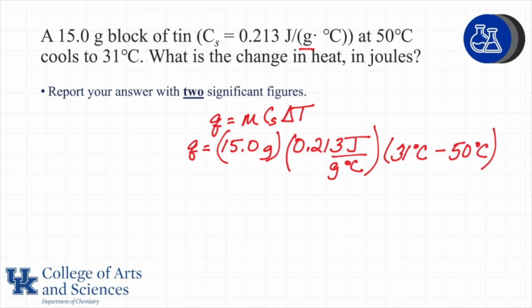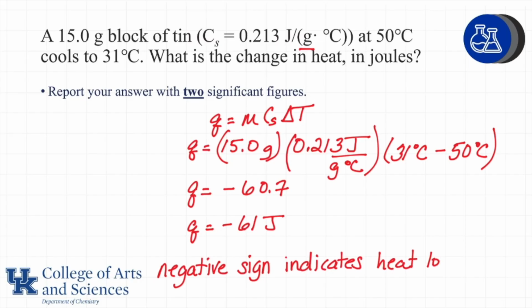TF is 31 degrees Celsius minus TI, which is 50 degrees Celsius. Notice it's not always the bigger value minus the smaller value. It's final minus initial. We're seeing that this block cools to 31 degrees Celsius, so it's ending at 31. It starts at 50. Now we can do the calculation and we get Q equals minus 60.7, and we round that to minus 61 joules. And the value of 61 tells us how much heat. The negative sign tells us that heat was being lost from the system to the surroundings.